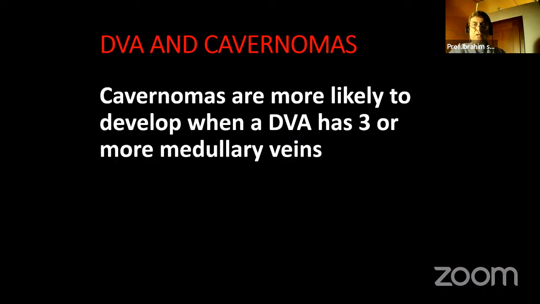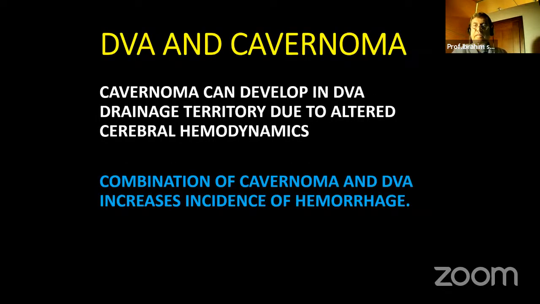Cavernomas are more likely to develop when a DVA has 3 or more medullary veins. The more tributaries you have, the more likely you will have cavernoma. Cavernomas can develop in the DVA drainage territory, and the combination increases the incidence of hemorrhage and the increase in size, because you know cavernomas can actually increase in size. And this is the theory of it.